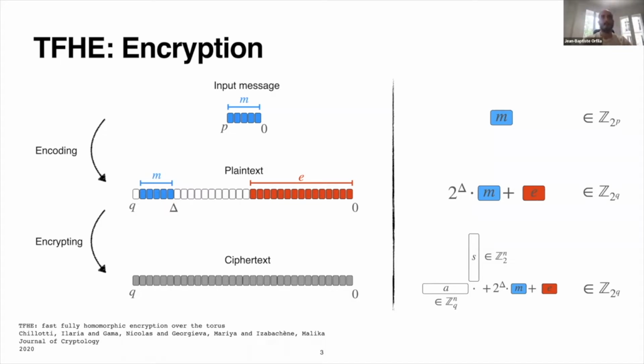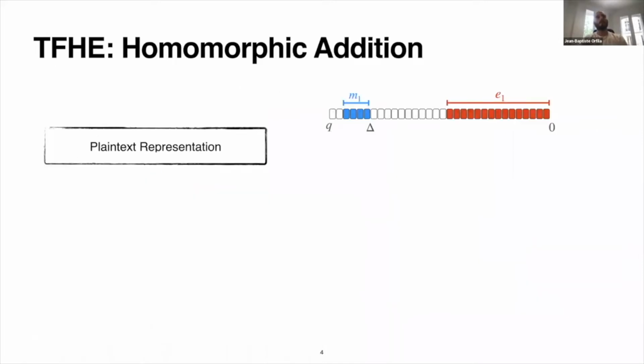So in what follows, we are going to use a lot the plaintext representation. So keep in mind that we are always working with encrypted data, but if we want to see a little bit what is going on inside the ciphertext, we use this representation because this is way more convenient. So in this case, we have an encryption of a message M1.